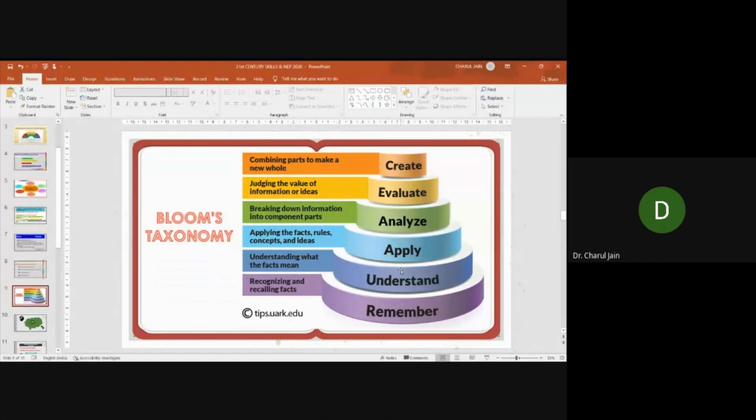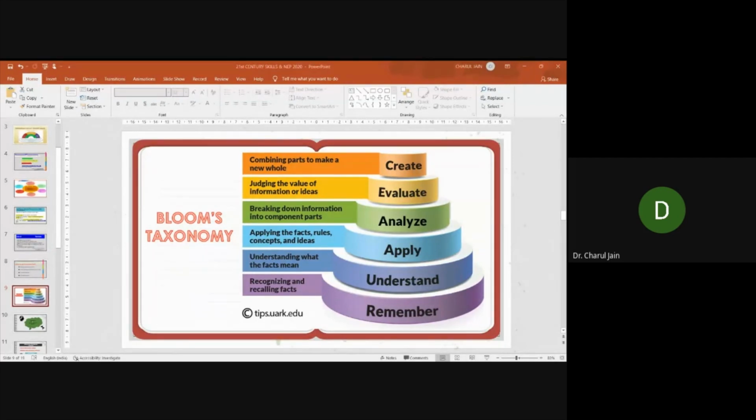There are 3 levels which are very significant in Bloom's taxonomy: analyze, evaluate, and create. Analyze the information that has been given to you, what it means to you, how can you interpret it? That is analysis. Judge, evaluate. Is it relevant? Is it useful? Is it worthy of your time? And finally, be able to create something out of it.